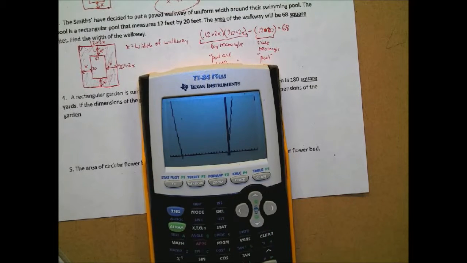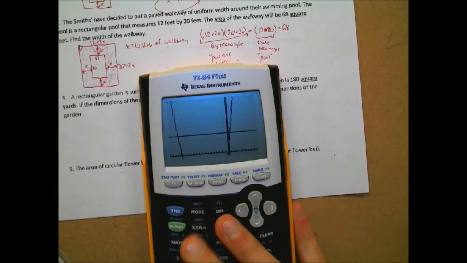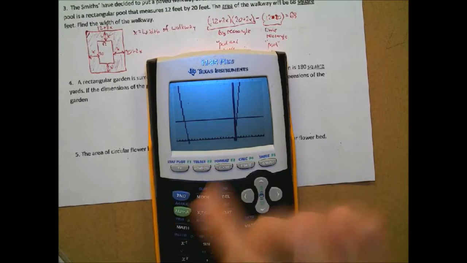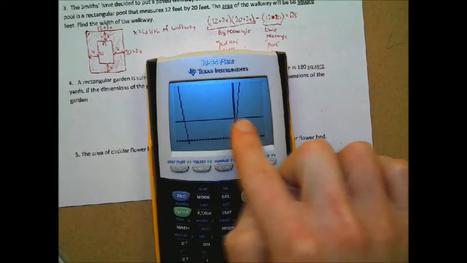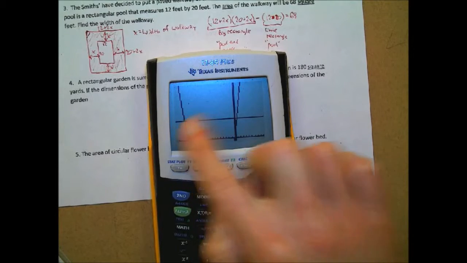Okay, I don't see the whole parabola, but do I need to see the whole parabola? Or can I see the part of the parabola I need to see? Yeah, right? I can see my points of intersection. So do I need to check both points of intersection here? No. Which one can I ignore? The left one, the negative one.